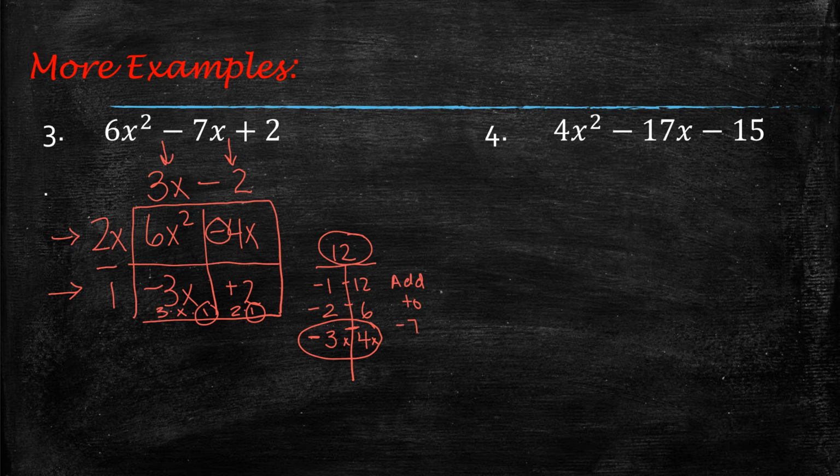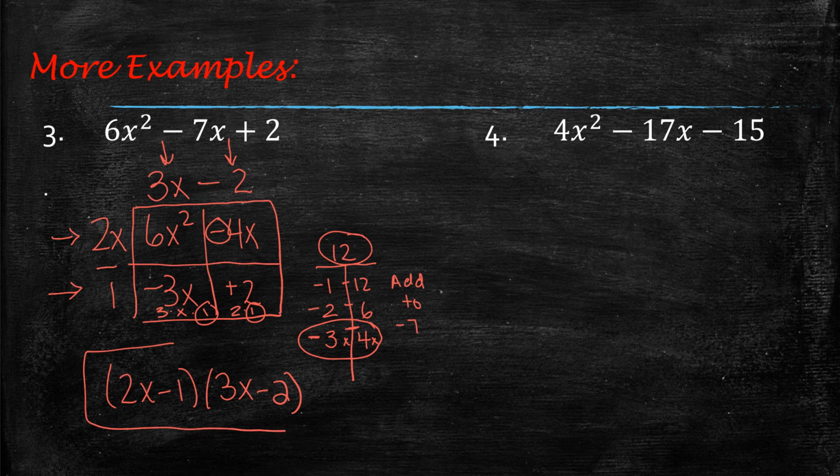And so now, if I double check it, 2x times 3x gives us 6x squared. 2x times negative 2 gives us negative 4x. 3x times a negative 1 gives you negative 3x. And a negative 1 times a negative 2 gives you positive 2. So it checks. So these are our factors: 2x minus 1, 3x minus 2. Okay, and I know I'm going really fast, but don't hesitate to pause the video and think through this as you're working through it.